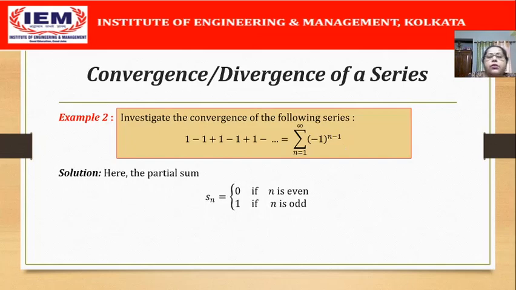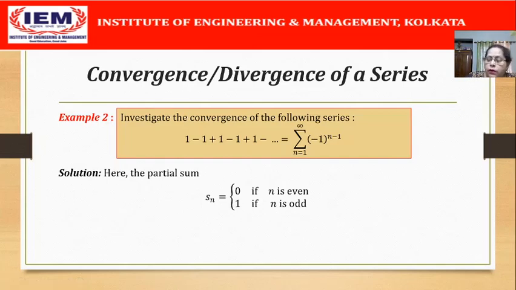But for that, notice that the terms are such that if we add an even number of terms, say the first two terms, or first four terms, or first six terms, the sum is going to be 0. However, if we add an odd number of terms, say n equal to 3, the sum is 1. If we take n equal to 5, the sum is also 1. Therefore, we can write that Sn will be 0 if n is even and 1 if n is odd.